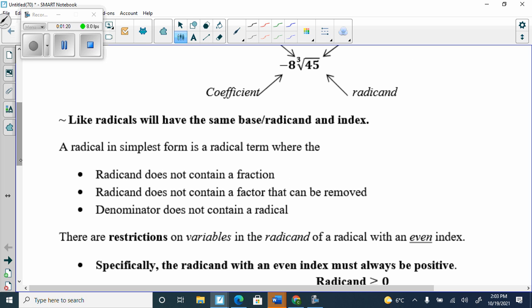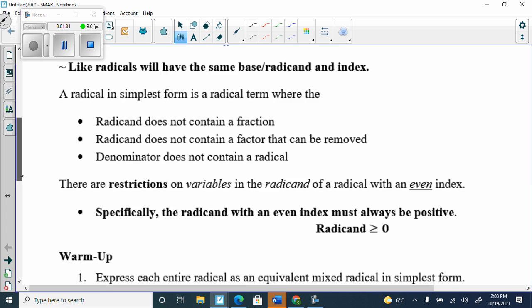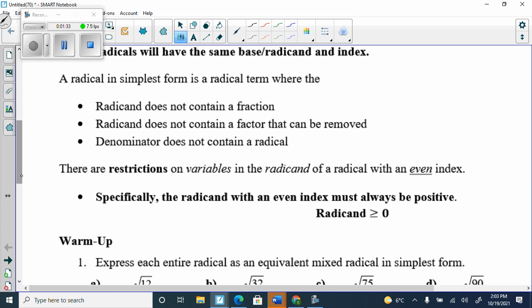A radical in simplest form is a radical term where the radicand does not contain a fraction, the radicand does not contain a factor that can be removed, and the denominator does not contain a radical. So we're going to deal with all of that this unit.